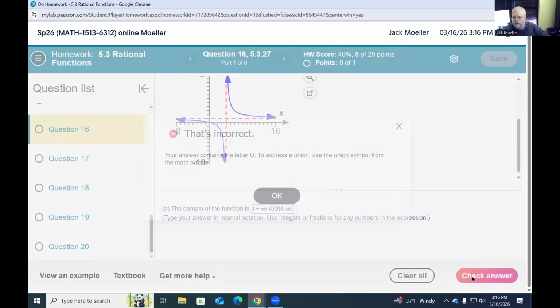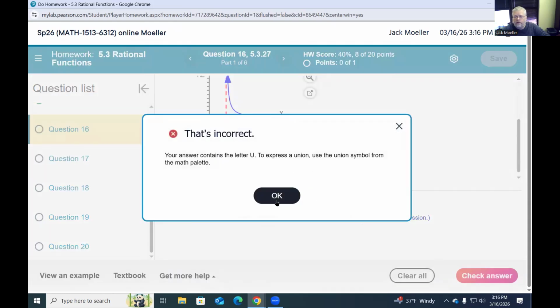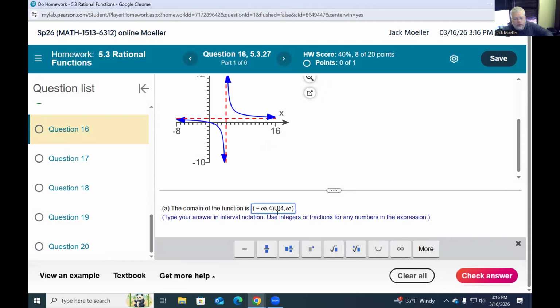Let me see if it likes the U. Okay, so it doesn't even like the U for the letter U. So you got to make sure you use the union button on the keyboard.